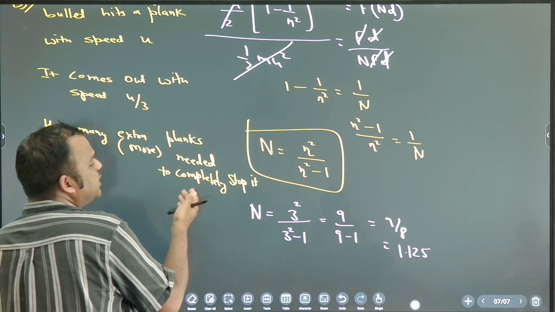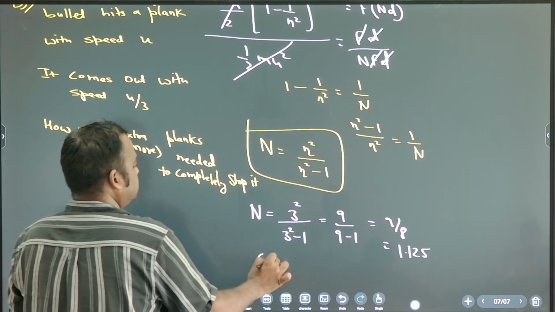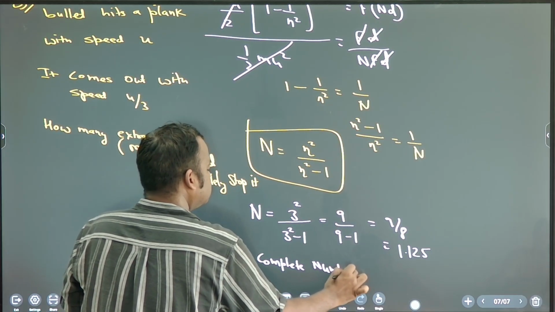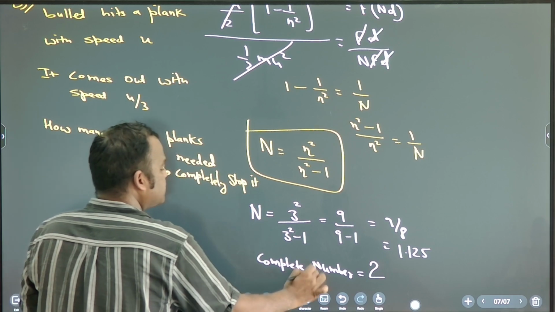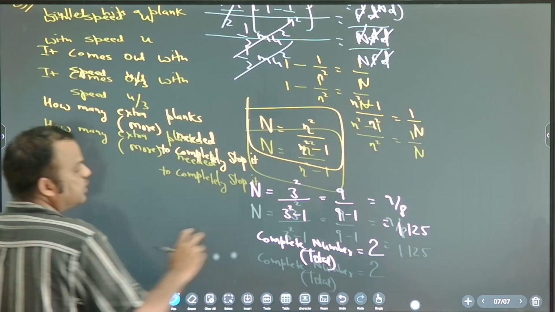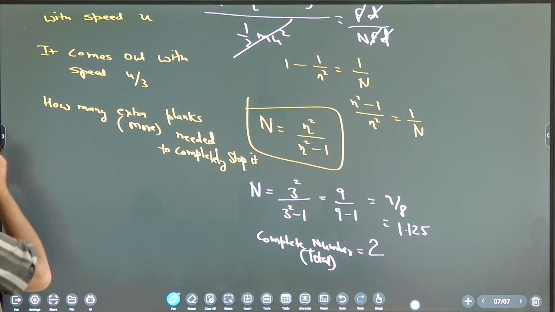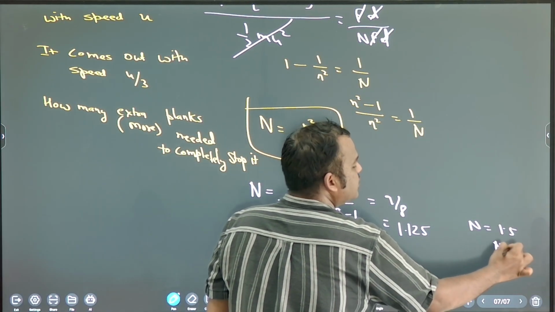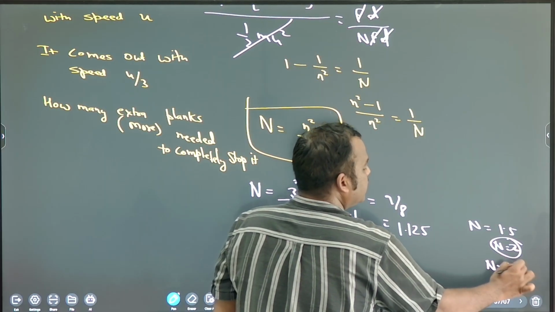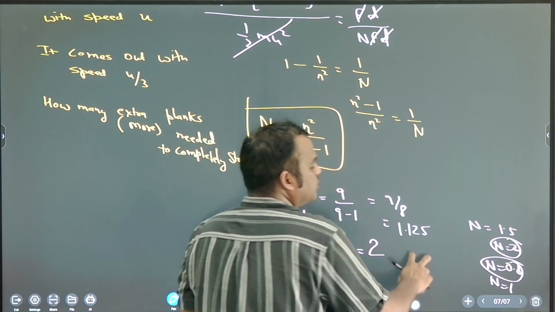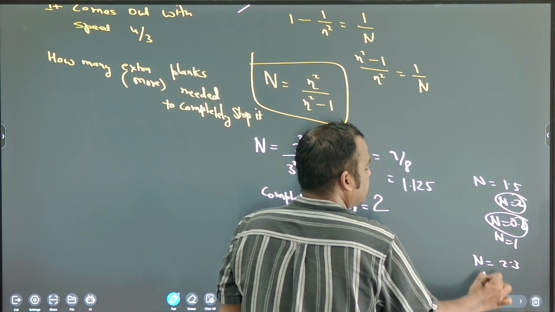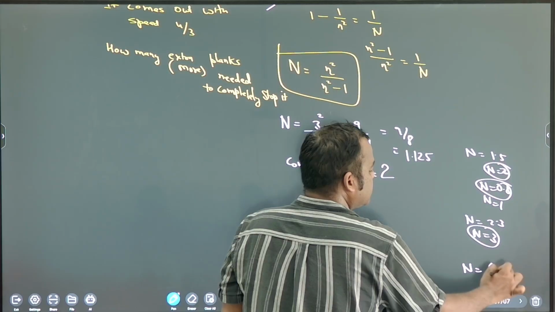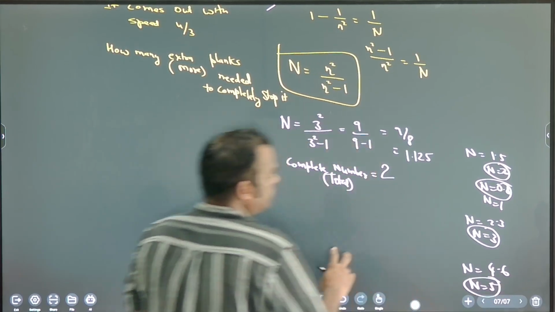So how much extra is needed? 1. Complete number. Total how many planks needed? See, if n is 1.5, take n as 2. If n is 0.8, then you take n as 1. If n is 2.3, take n as 3, a complete number. If n is 4.6, take n as 5. You have to take the complete number.